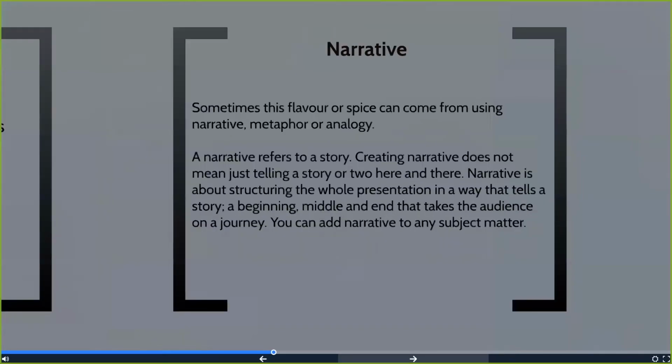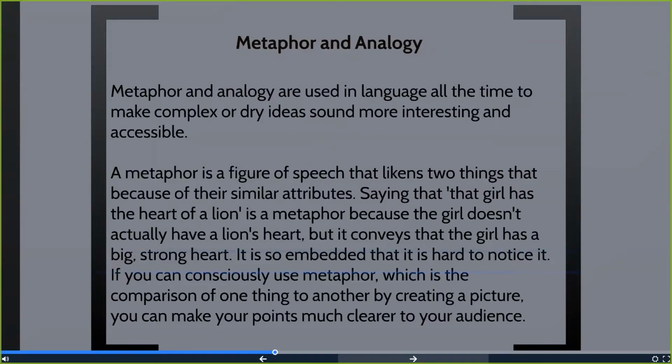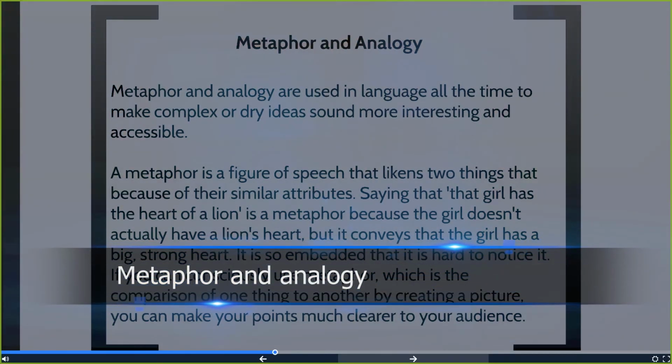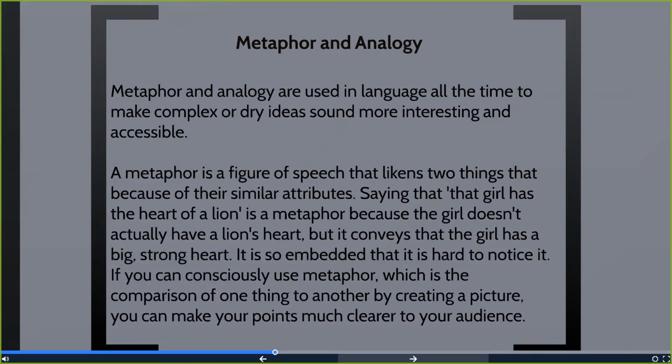So metaphor and analogy are used in language all the time to make complex or dry ideas sound more interesting and accessible. A metaphor is a figure of speech that likens two things because of their similar attributes. Saying that that girl has the heart of a lion is a metaphor because the girl doesn't actually have a lion's heart, but it conveys that the girl has a big, strong heart. It is so embedded that it's hard to notice it. If you consciously use metaphor, which is the comparison of one thing to another by creating a picture, you can make your points much clearer to your audience.